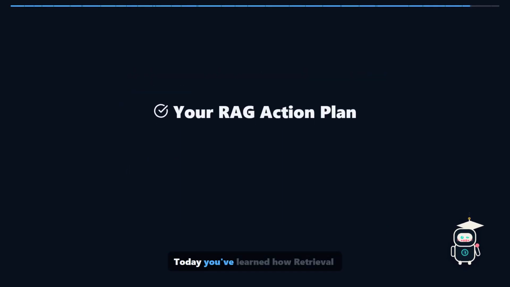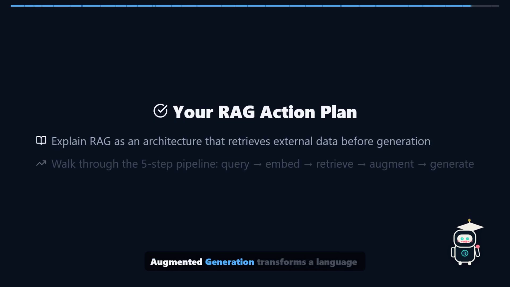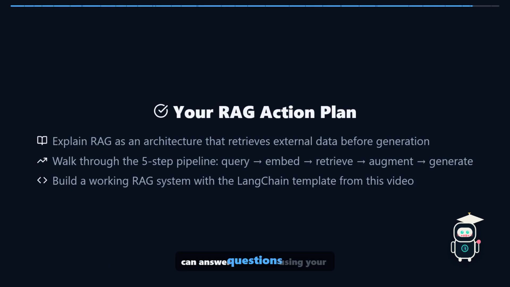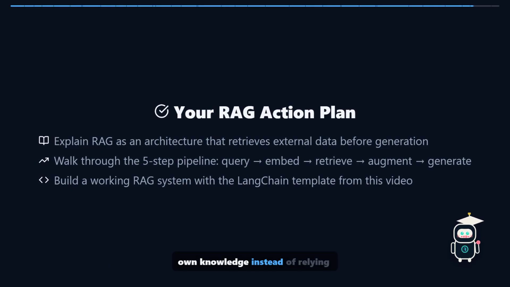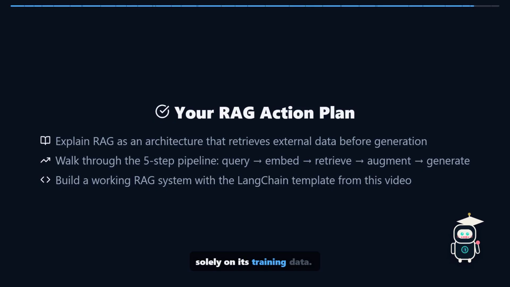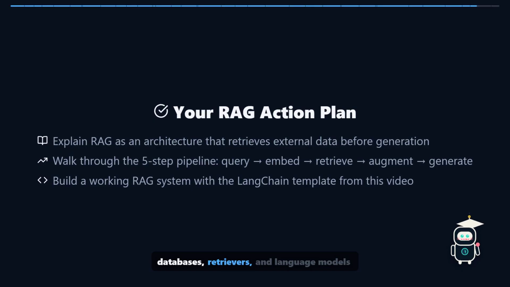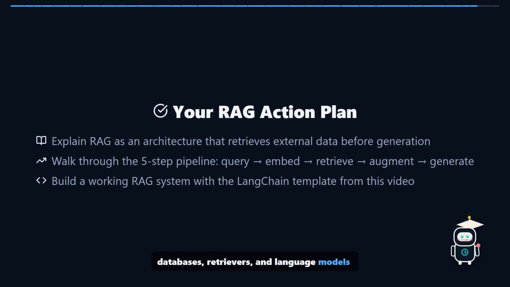Today, you've learned how Retrieval Augmented Generation transforms a language model into a system that can answer questions using your own knowledge instead of relying solely on its training data. You now understand the 5-step RAG pipeline, how embeddings, vector databases, retrievers, and language models work together, and how to begin building your own solution.